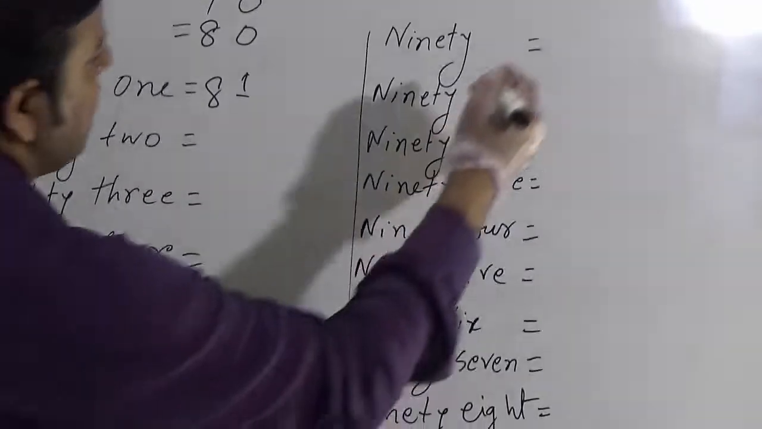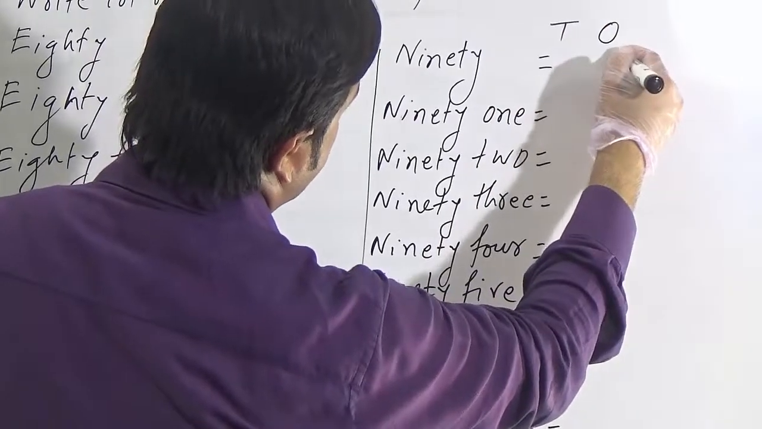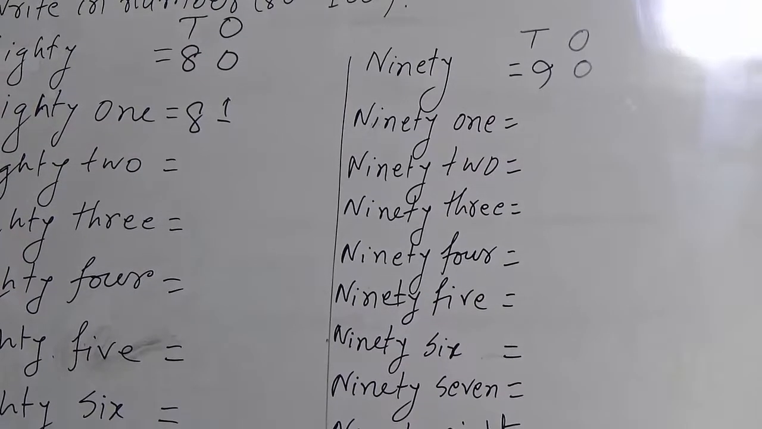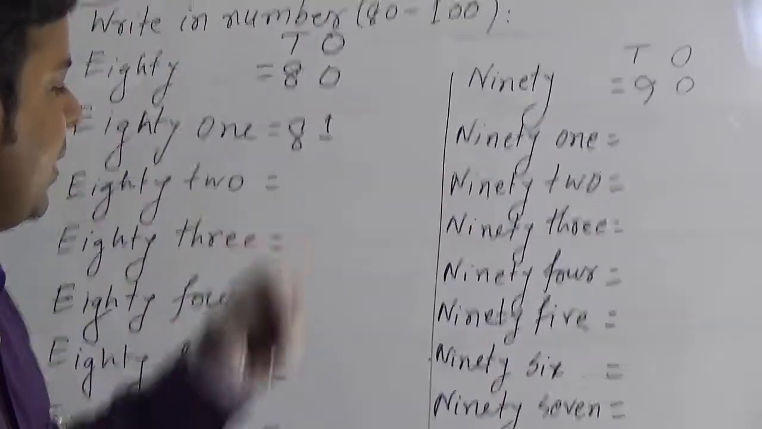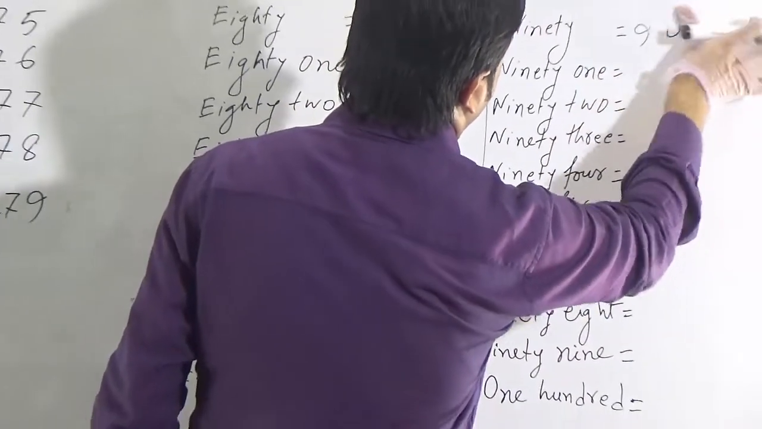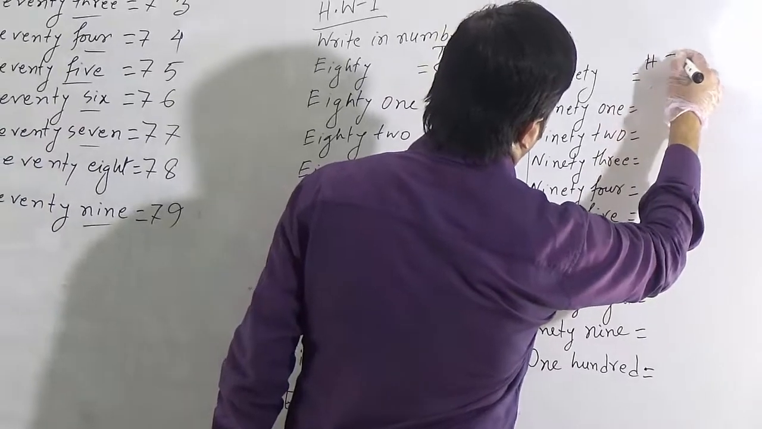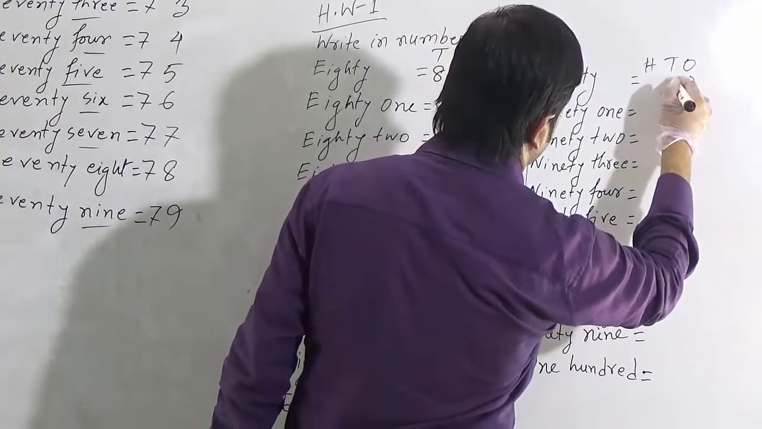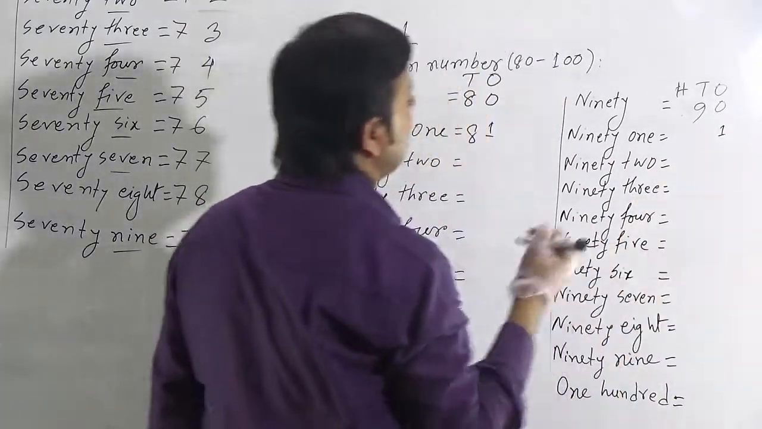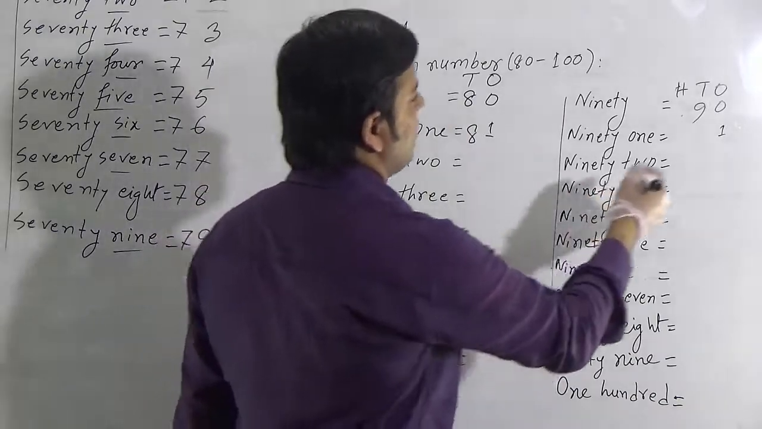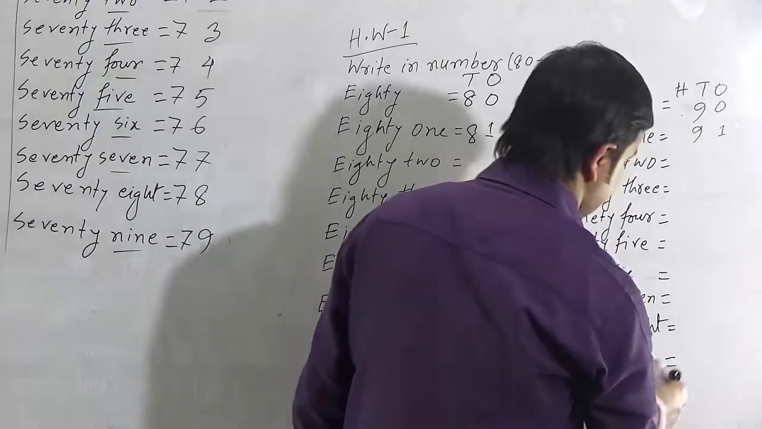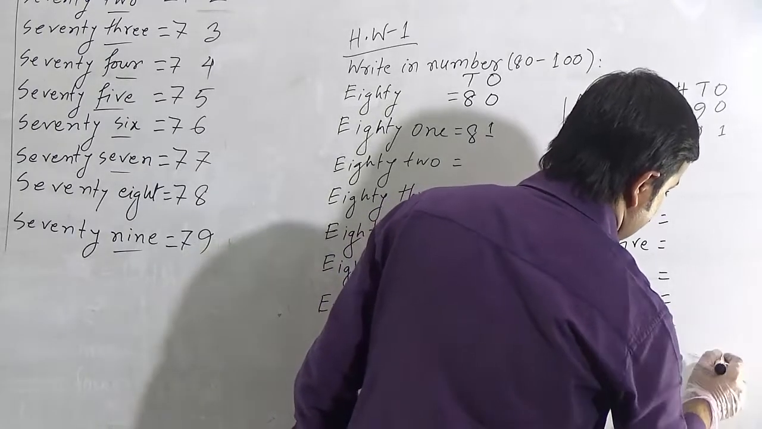To write 90 you have to write 0 in ones position and 9 in tens position. After 90 you will get 91. To write 91 you have to write 1 in ones position, 9 in tens position. In this way you can write up to 99.